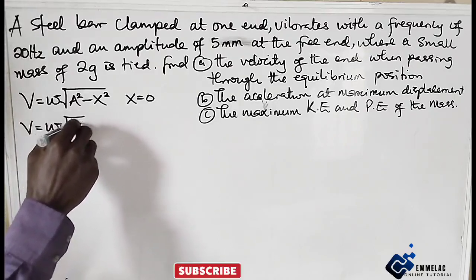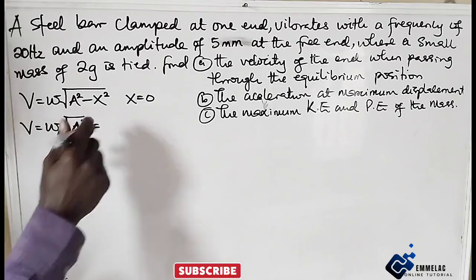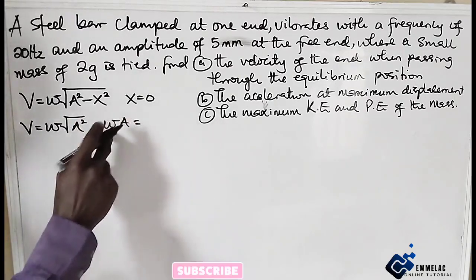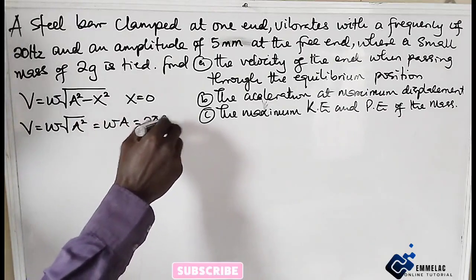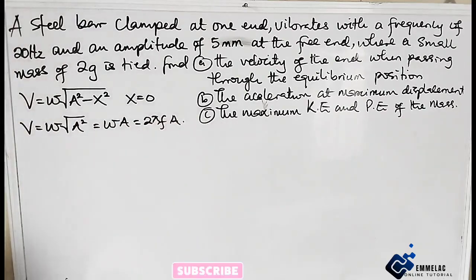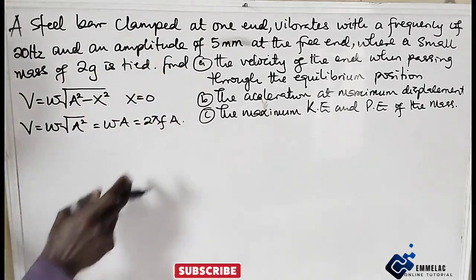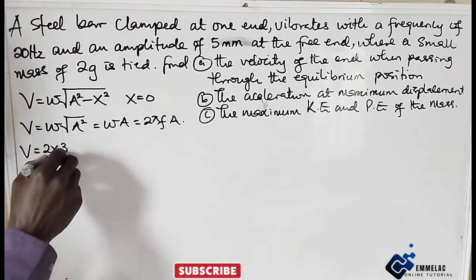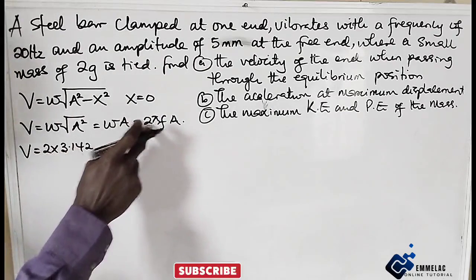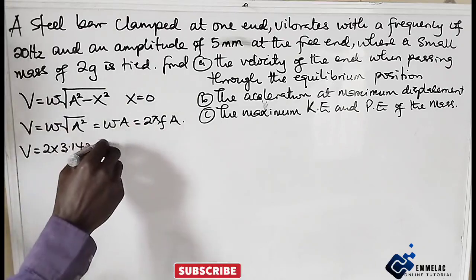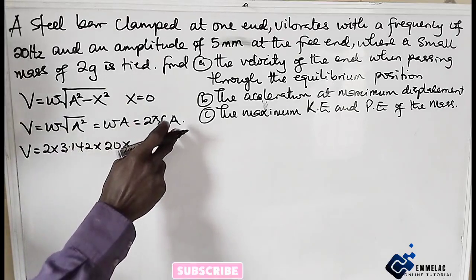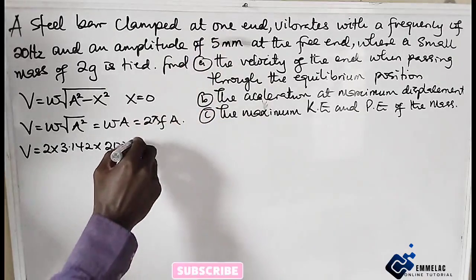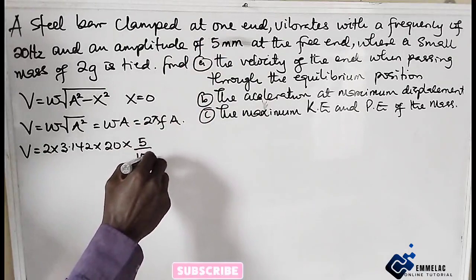which will now give us the square root of a squared, which gives omega a. And let us recall that the angular velocity will be given as this. All right, plugging in the necessary parameters, then V will be 2 times 3.142, which is the value for pi, times 20, the frequency, times the amplitude, which is 5 mm. Converting this to meters, we have to divide by 1000, so that will be 5 divided by 1000.